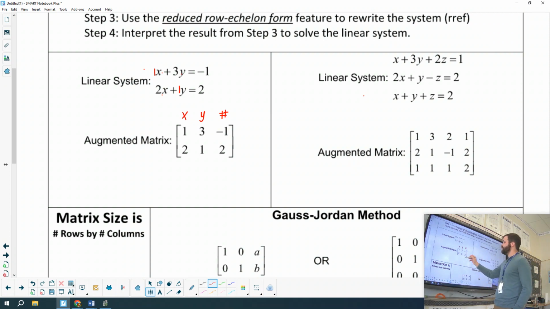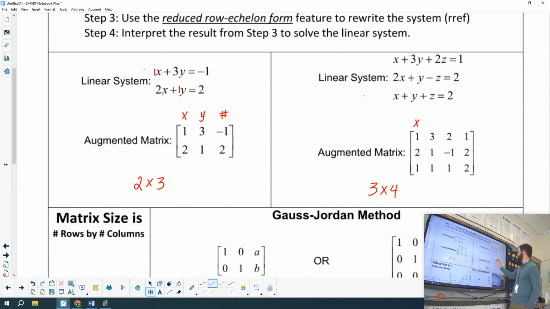So we just go 1 and 2, because those are my x's, 3 and 1, because that's what my y's are, and negative 1 and 2, because that's what my whole numbers are. This is a 2 by 3 matrix, okay? Over here, we have a 3 by 4. So instead of just being x and y, this one has x, y, and z, all right?